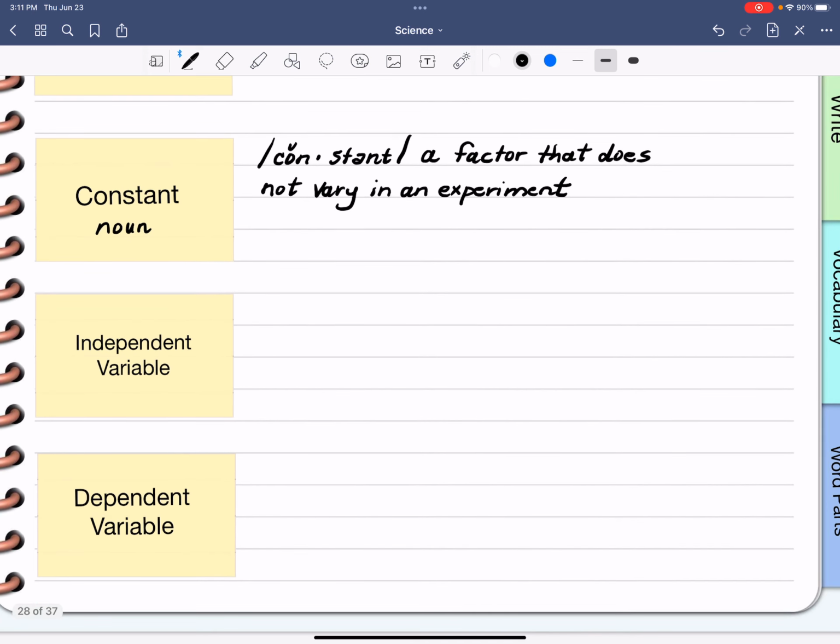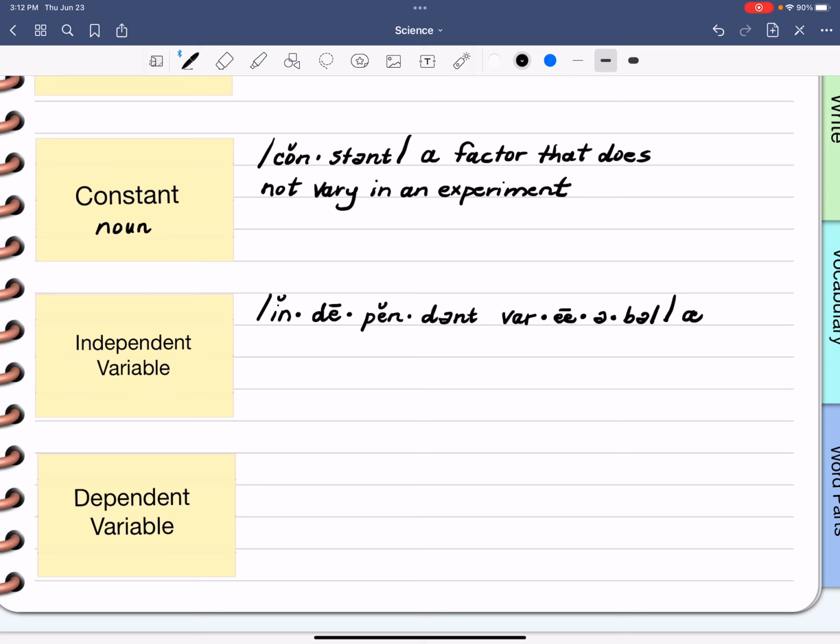And then we have independent variable. In, D, pen, dunt, there's schwa again, independent, var, e, bull. Independent variable. That's a mouthful.